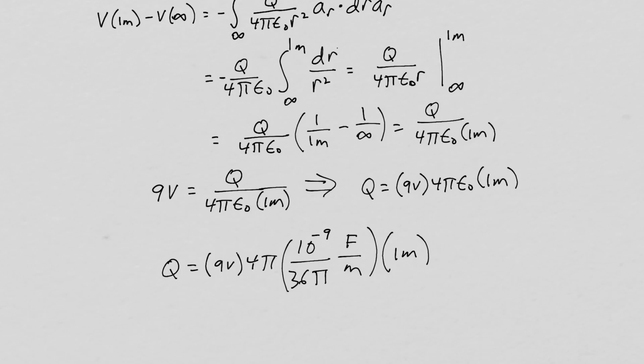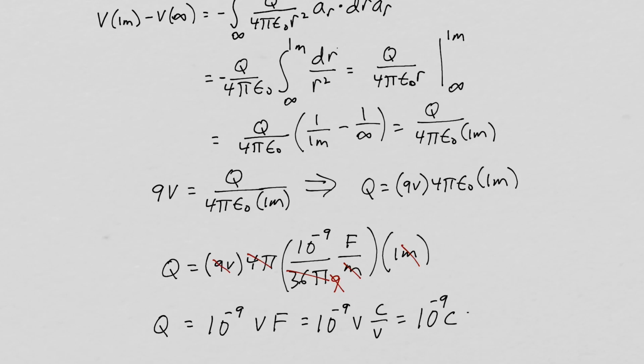So we have a meter cancels. This 4 pi will cancel with this 36 pi, leaving 9, and then this 9 and this 9 will cancel. So we have 10 to the minus 9 volts farads. A farad is a coulomb per volt. So we're left with 10 to the minus 9 coulombs, or 1 nanocoulomb for our point charge.